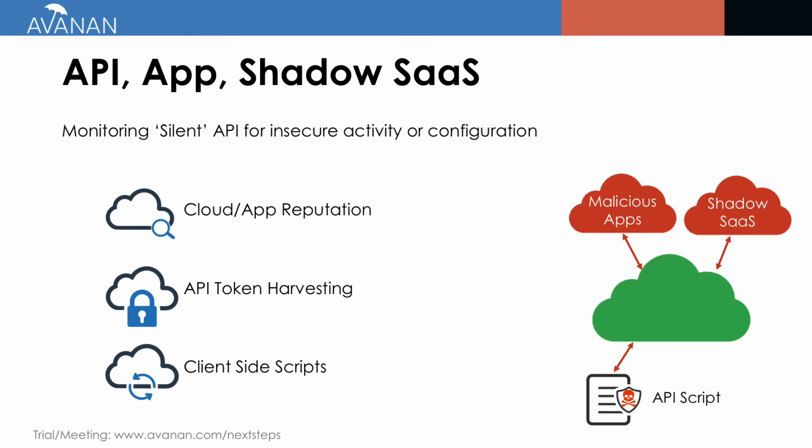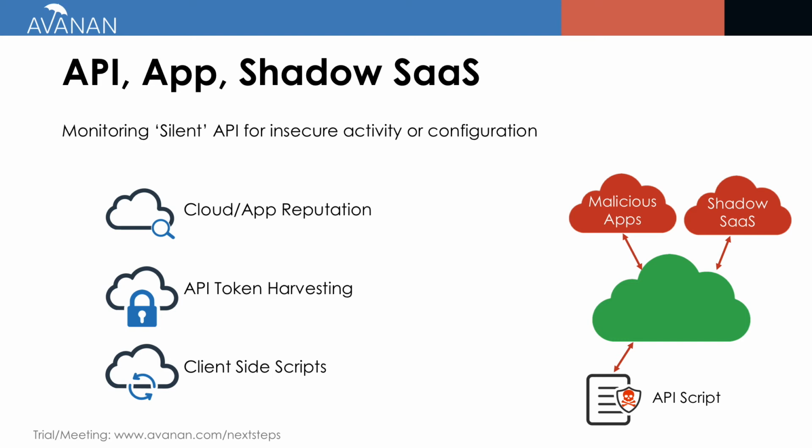And final topic is API app and shadow SaaS. So this kind of goes into the marketplace applications that your users might integrate with. And this is prevalent amongst just about any one of the popular SaaS that Avanan protects, whether it's Google, Office 365, Dropbox, every one of those has a marketplace of additional apps that you can integrate with. So we're looking at cloud and app reputation. Not only are we looking at the marketplace for scores, but we also use third-party reputation engines that rank all these apps and their popularity and how long they've been in the market.